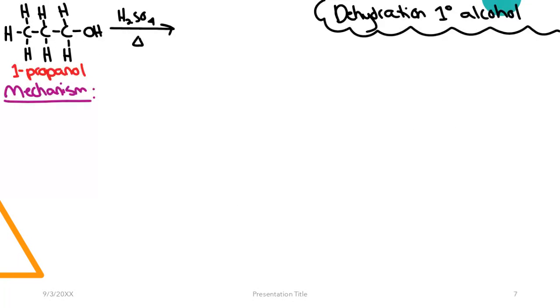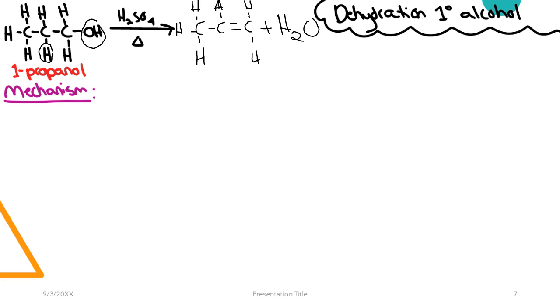Okay, so we can go over the example for this. The general equation is you just take the OH group off, and then you take a hydrogen off of the adjacent carbon, and then you form a double bond between those two carbons. That's an H up there. And you have water.